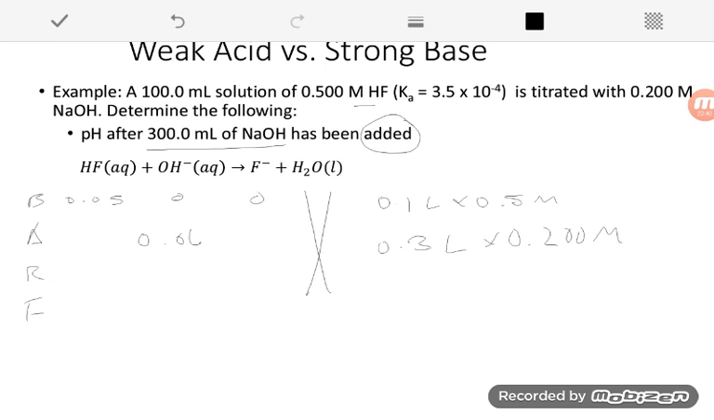I always pick the smaller number. In this case, that's the 0.05. That must be my limiting reagent. So I'm going to react that much over here. I'm going to produce that much over here. So I'm not going to have any HF left. I'm going to have a little bit of this OH minus left. I'm going to produce some F minus.